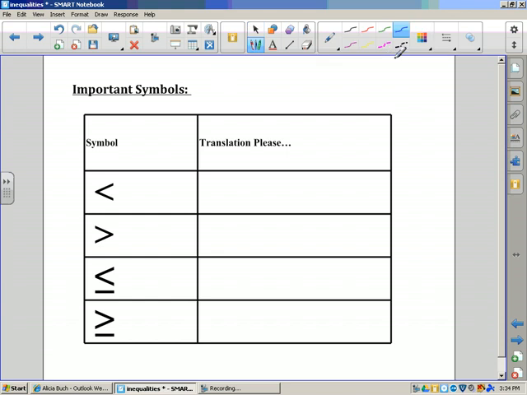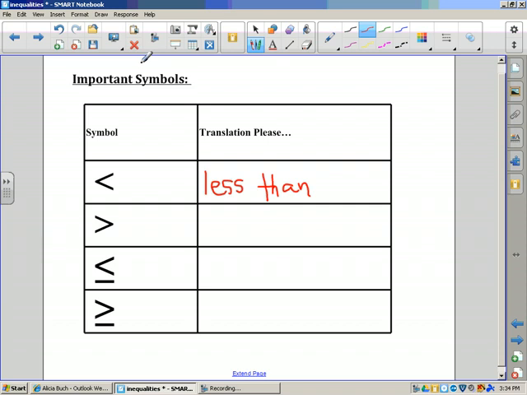So, some symbols. We saw the first 2 symbols in our previous example. We know the one at the top that faces towards the left is the less than symbol. So fill that in for the translation, please. That's the less than. The next symbol in our box here is the greater than symbol. So you would read that as greater than.